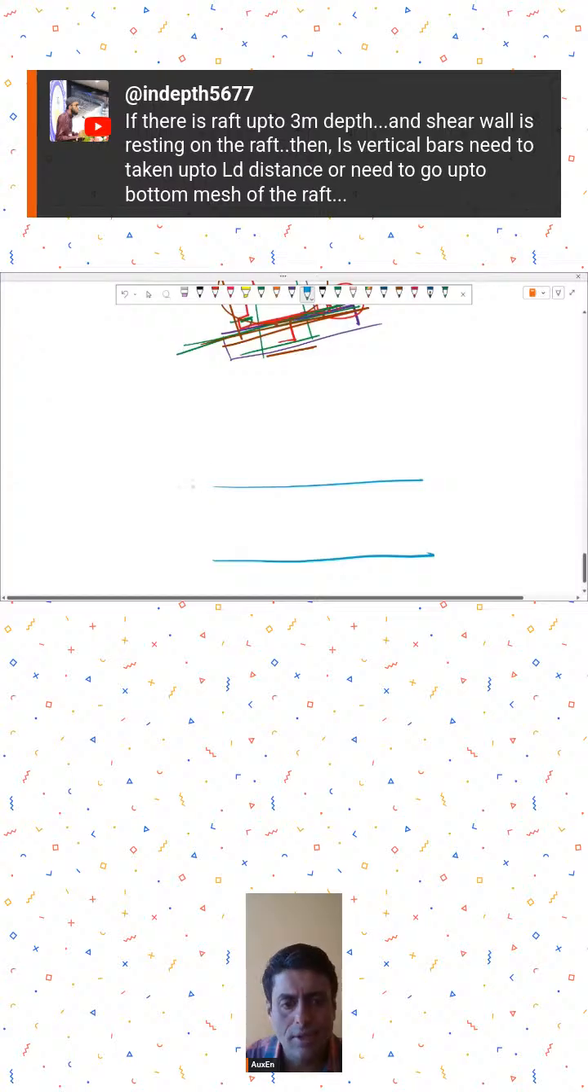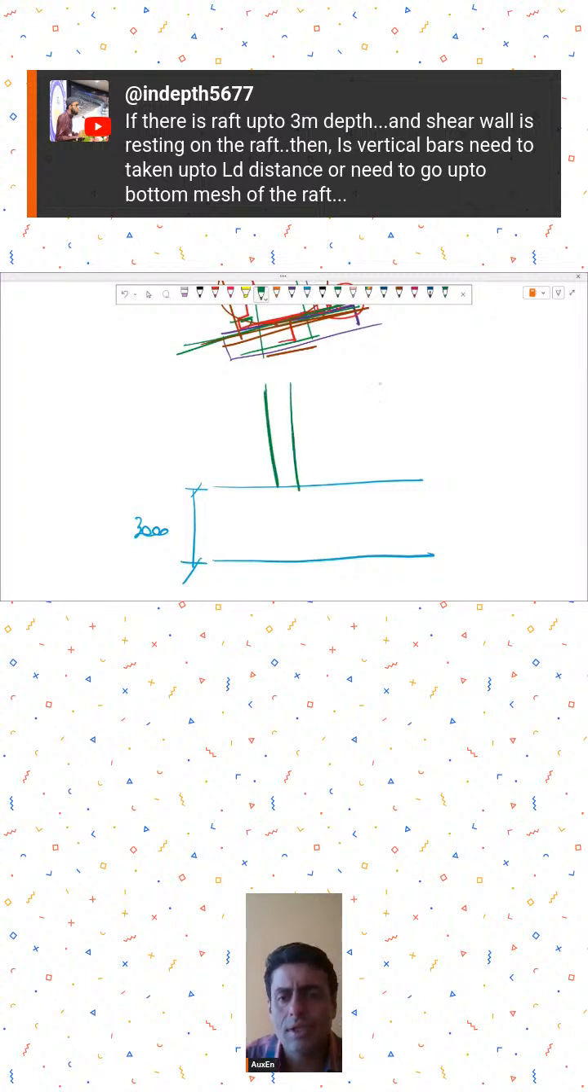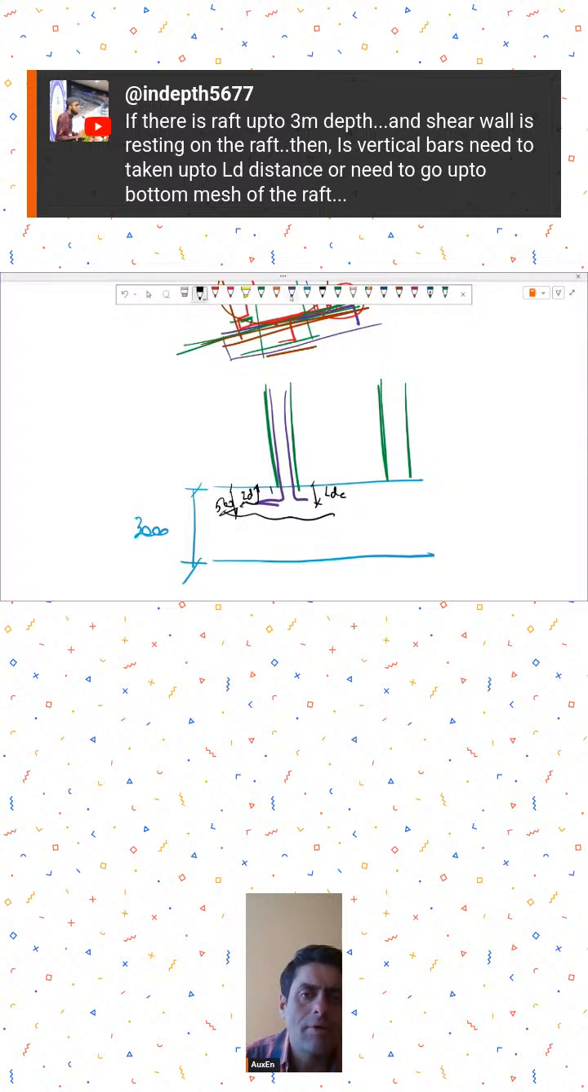There is this raft, 3 meters, a very thick raft. I'm showing you the sectional view, and then there is a wall or column starting from this. Now, let's say this has 25 dia bars. So his question is, can I just terminate my bars like this? Because I have already got LD distance, the curved length plus hook length, etc. add up to LD. And let's say I also have the straight portion equal to LDC. So that is coming to be around 400, 500 mm. So do I need to take my bars right till the bottom?